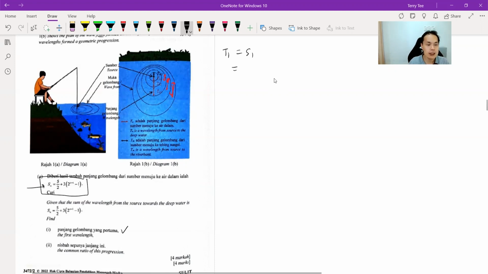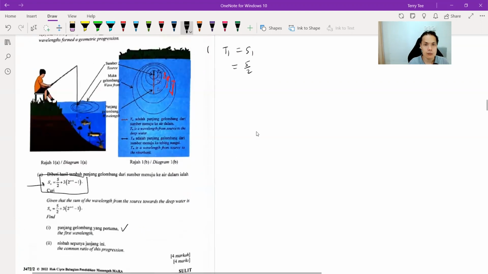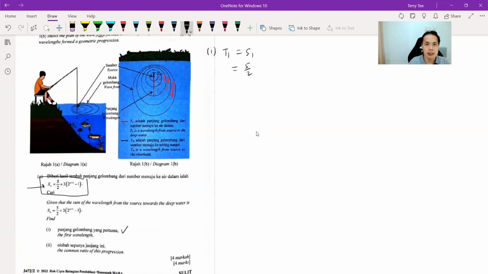Let's put it inside this formula here. This is 5 over 2. I put Roman 1 here. 5 over 2 plus 3 bracket 2 power 1 minus 1 minus 1. So this will give us 5 over 2. Now we know 2 power 0 is 1, so I can write 1 straight away. That will give us 1 minus 1, which gives us 0. Your answer is just 5 over 2.